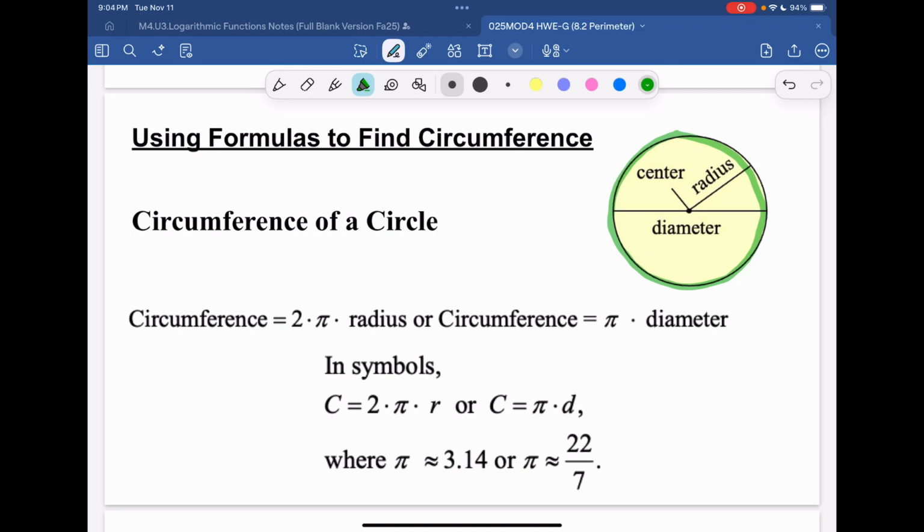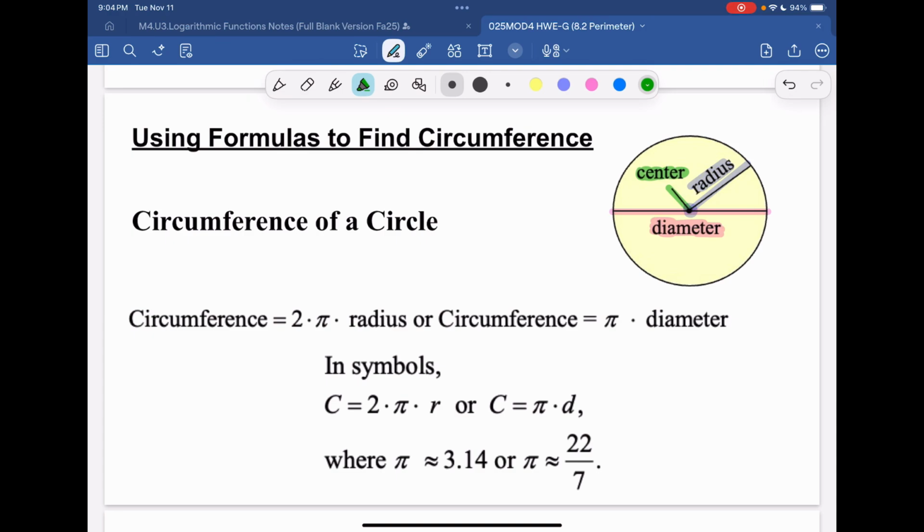Now, the radius of the circle goes from the center to the edge. The diameter of the circle goes from one side to the other side, but it has to go through the center. The center is a very important point. It is equidistant from every point on the circle.